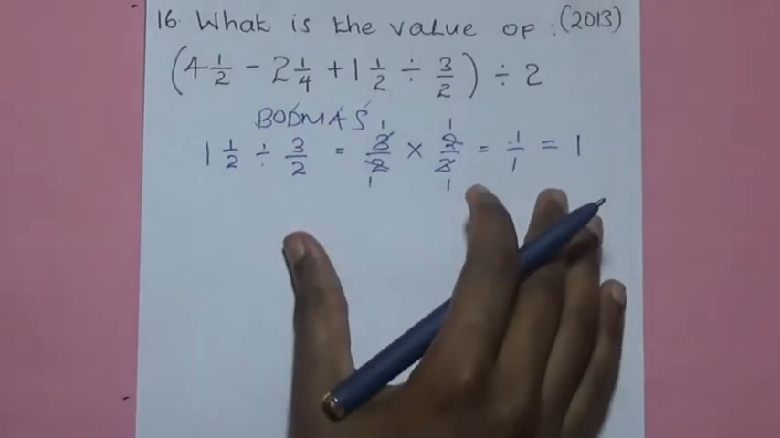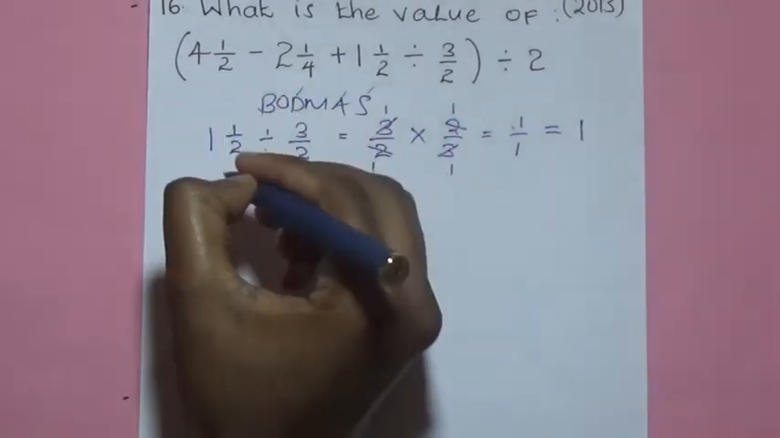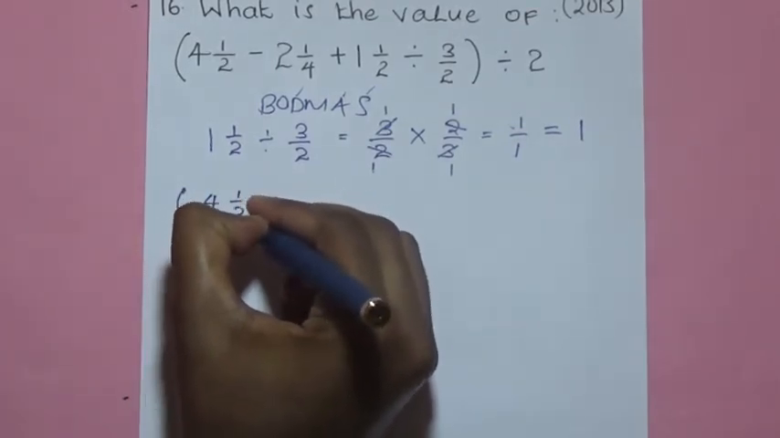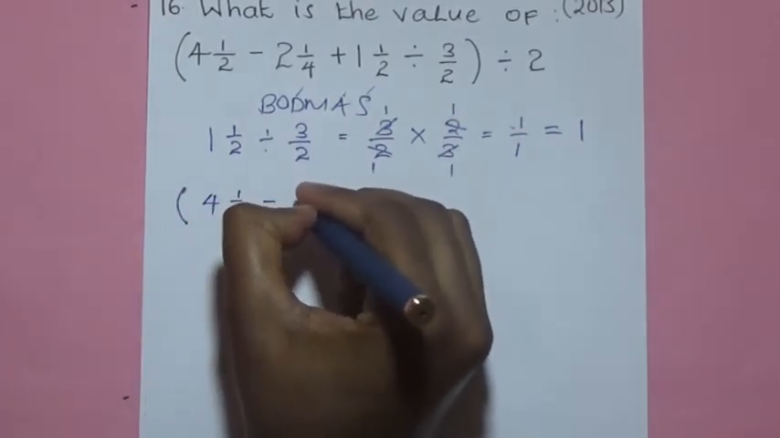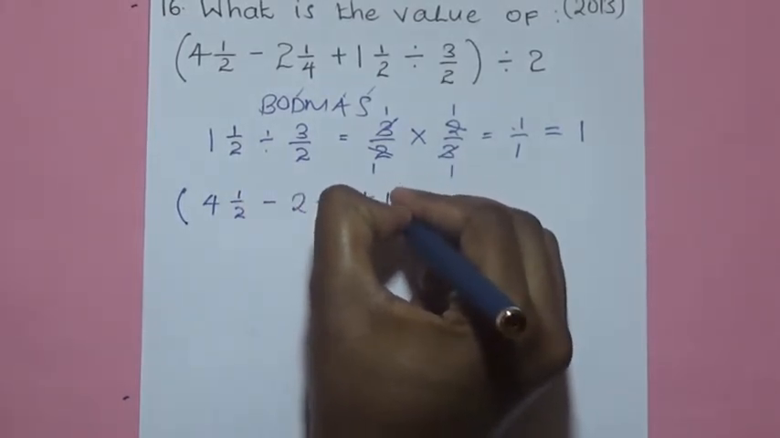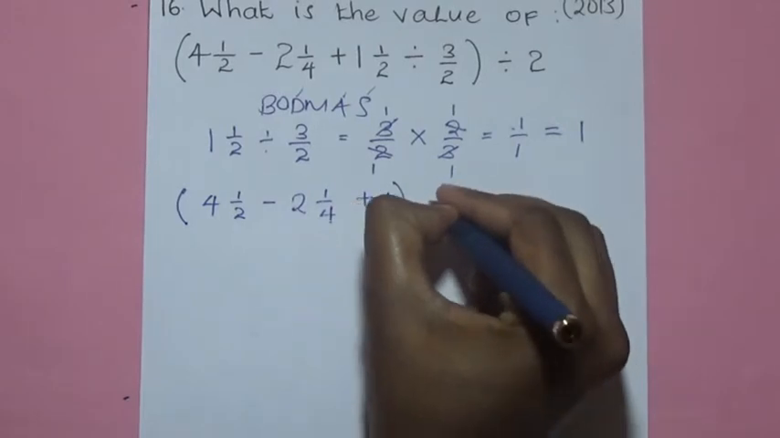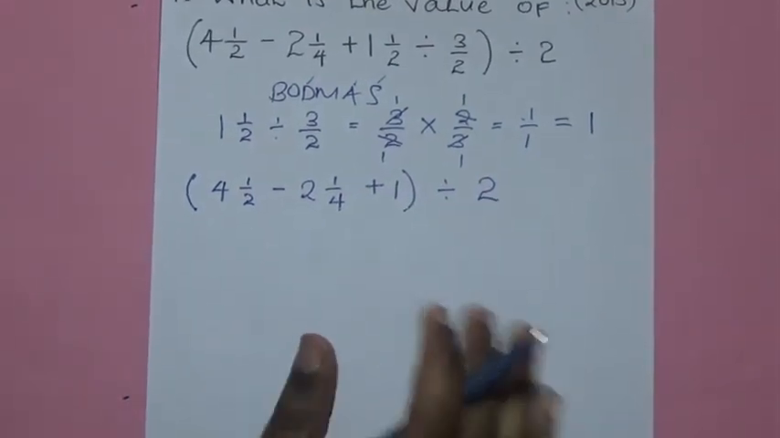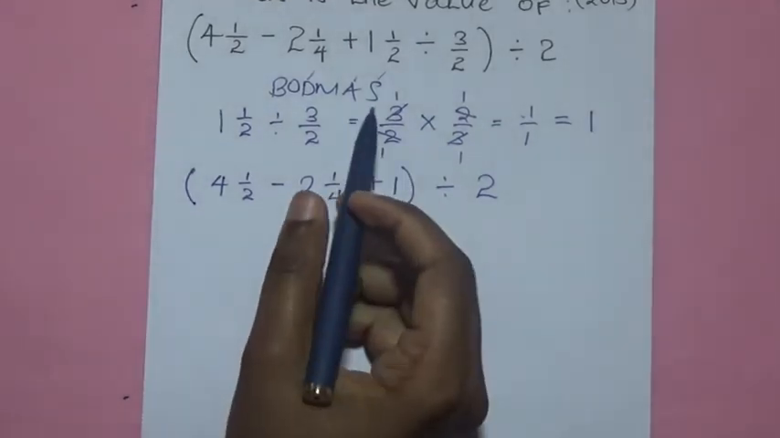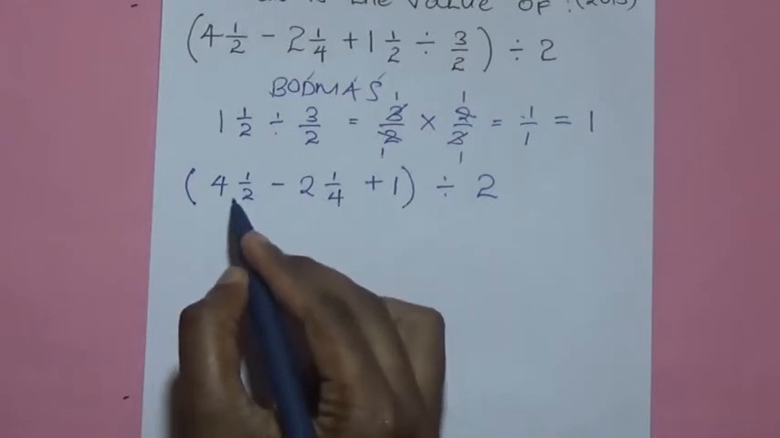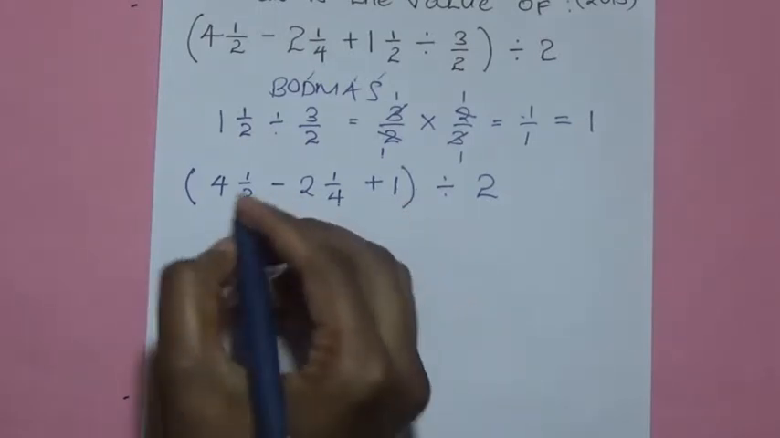Okay, so what we have now will be 4.5 minus 2.25 plus 1, close the brackets, divide by 2. Now, the next one is addition. First we need to rearrange what is inside the brackets.